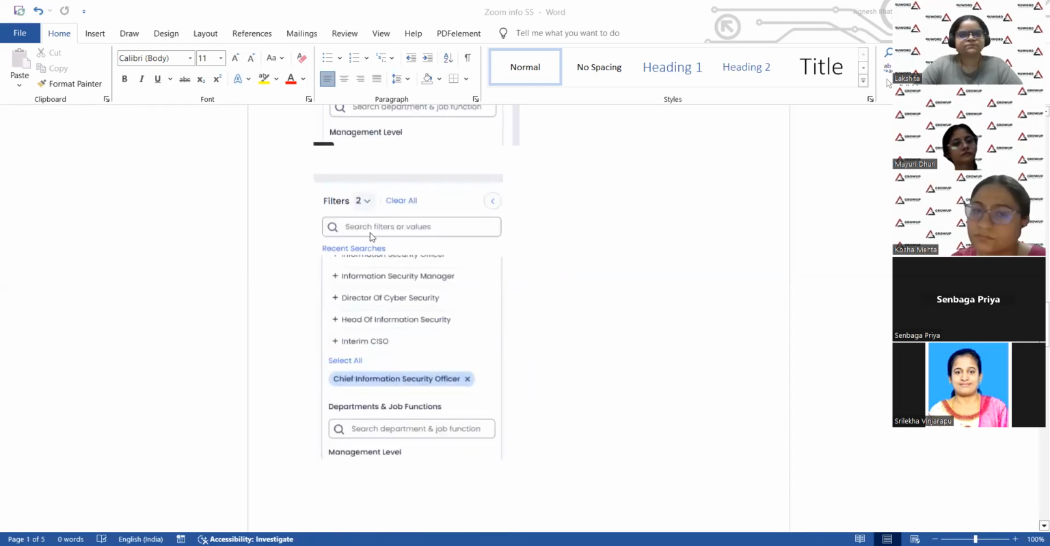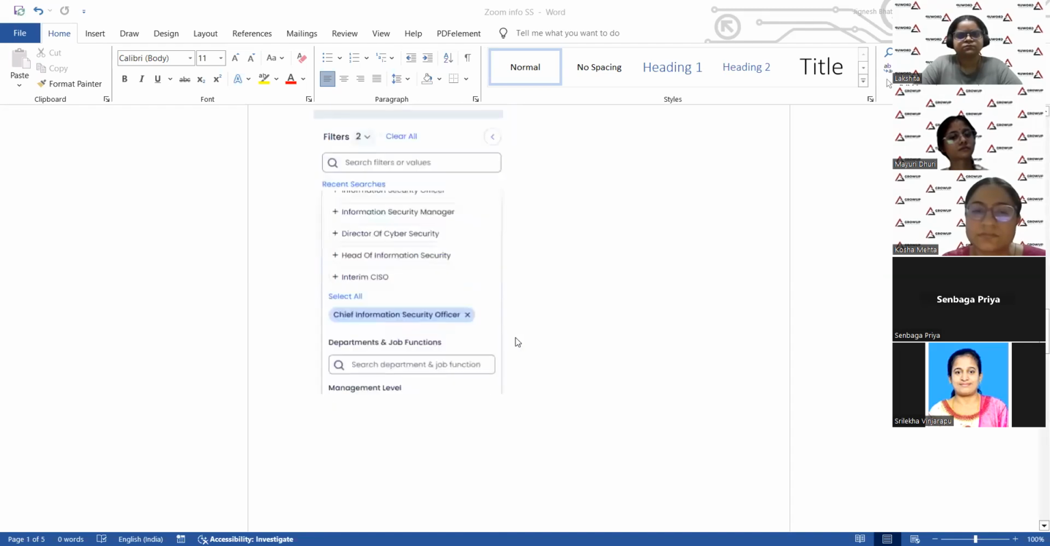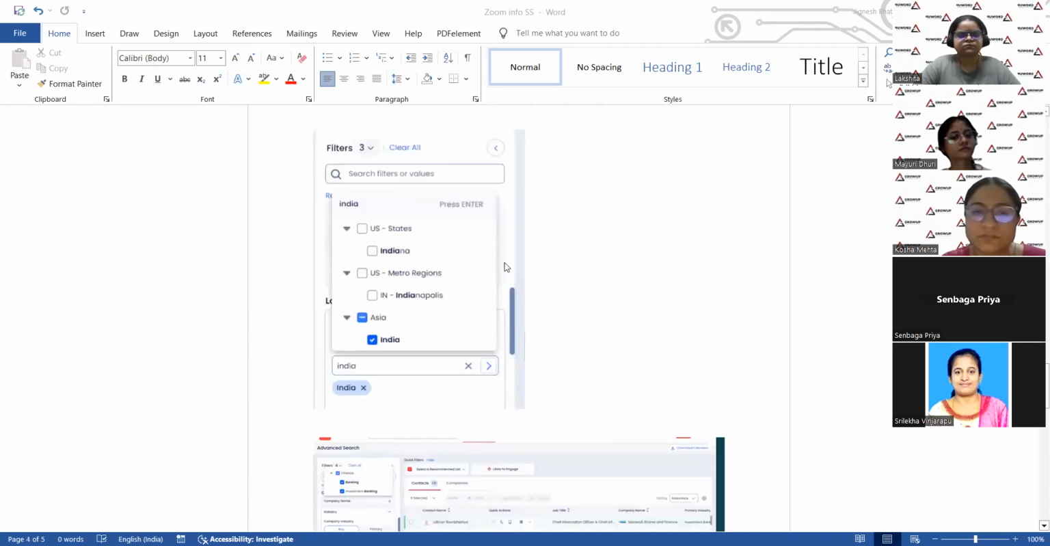Then there are a number of options. If you don't know the job title, you just click here. They will give you different options for what you are looking for, like Information Security Manager, Director of Cyber Security, Head of Information Security, or Interim CISO. Same way, if you are searching by location, you can select the continent, the country, and in fact the city also. If you want information for a company based in Mumbai, you can go to India, Maharashtra, Mumbai, and within Mumbai there are also suburbs. You can put the suburb's name also, so that you get accurate data.